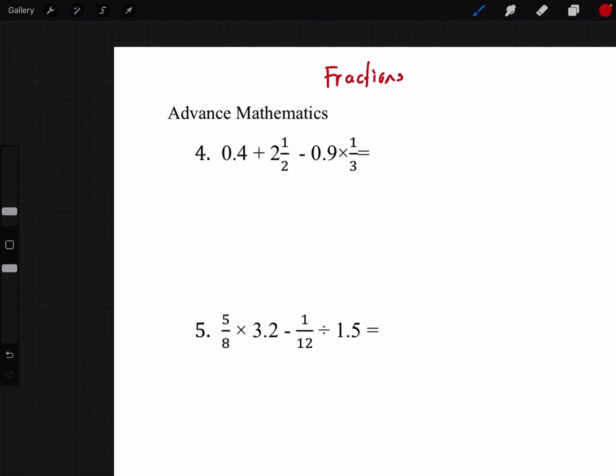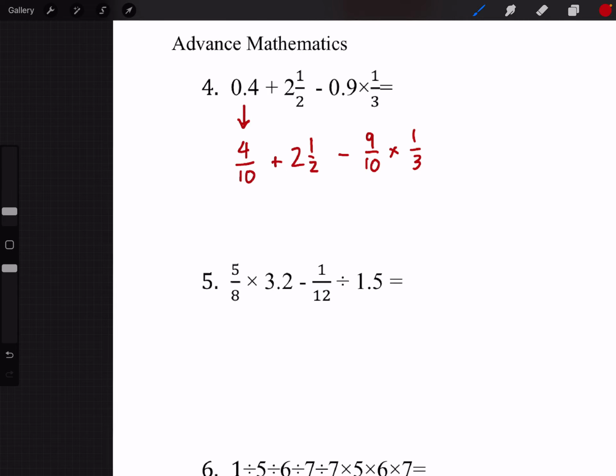Alright, so let's go for this one. This will be 4 over 10 plus 2.5 minus 9 over 10 times 1 over 3. So let's do our bottom mass. We've got to do times first. So this one, what can you do when you multiply?